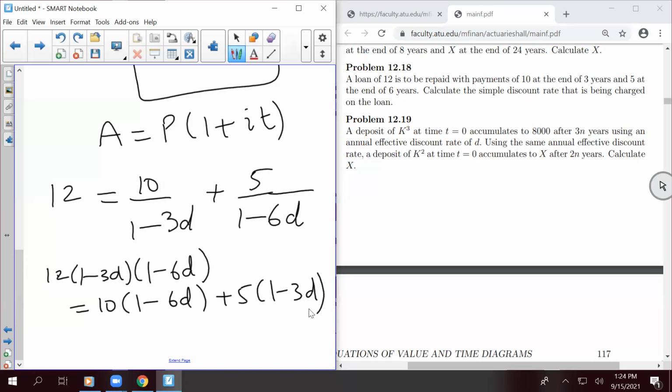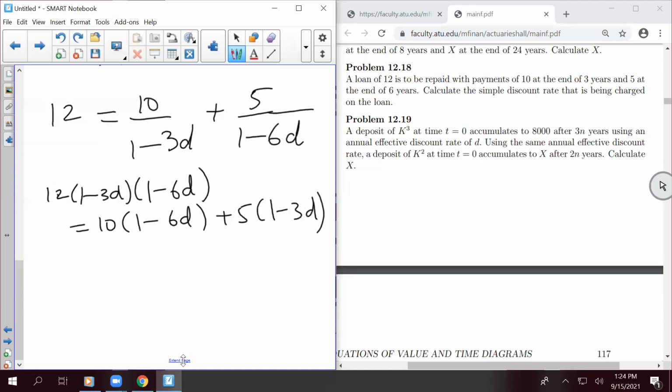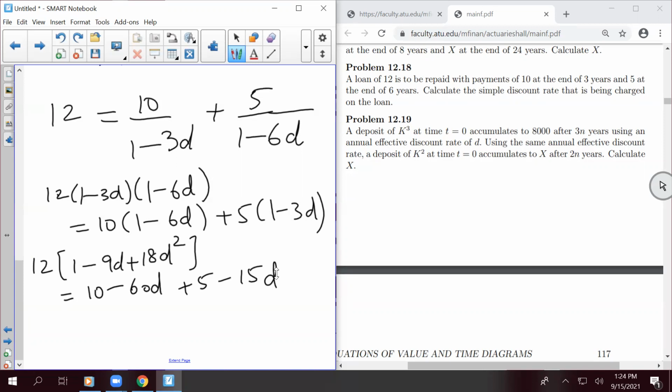Is that what will happen, when I multiply both sides by 1 minus 3D times 1 minus 6D? Okay. So I get 12, and let's FOIL this out. 1 minus 6D minus 3D would be minus 9D, plus 18D squared. Then 10 minus 60D, plus 5 minus 15D. Okay.